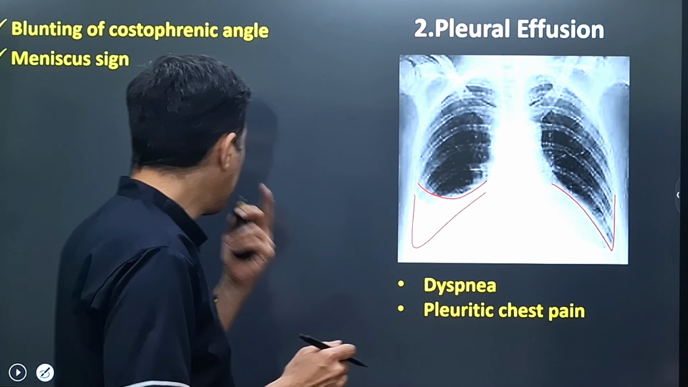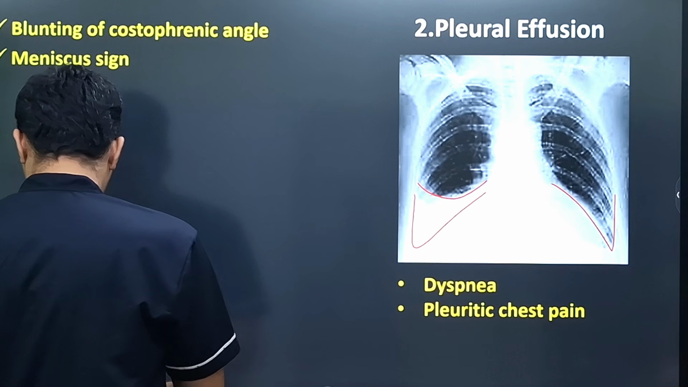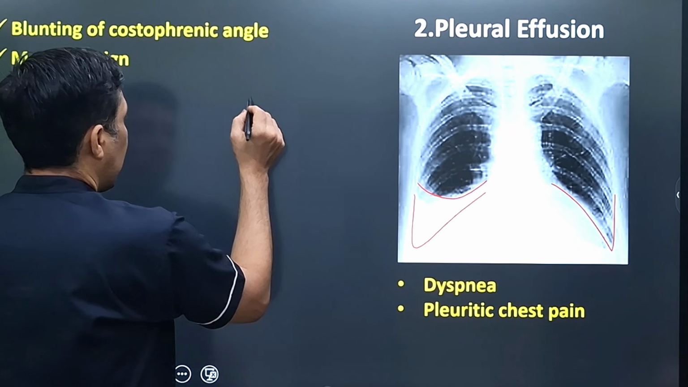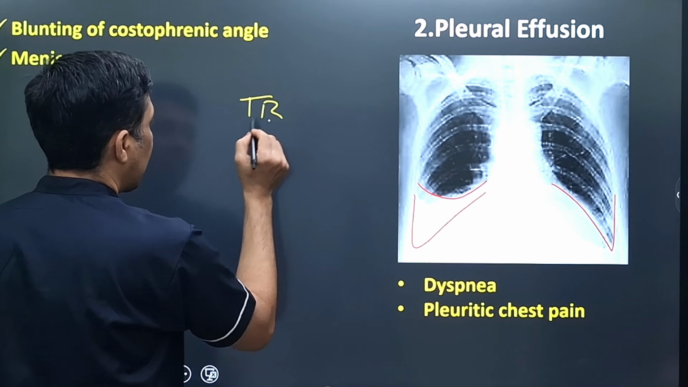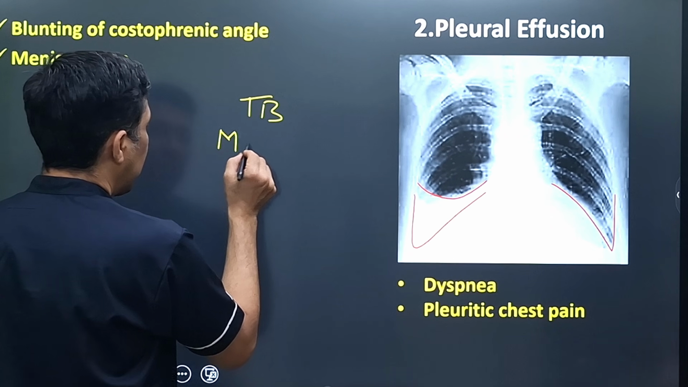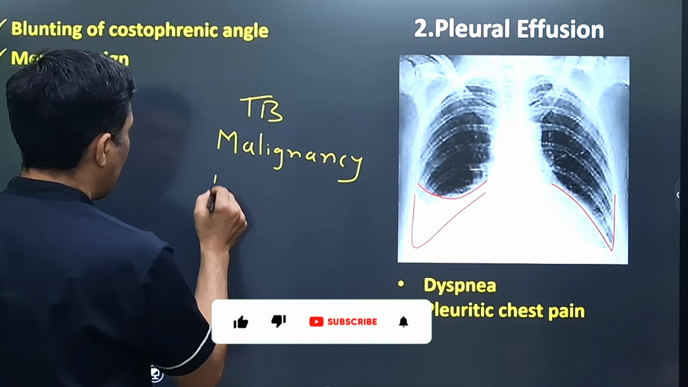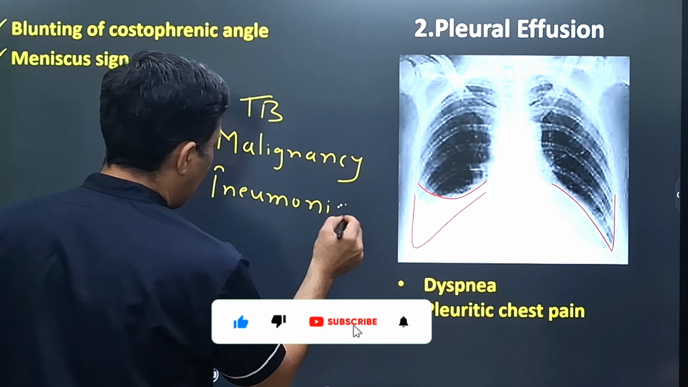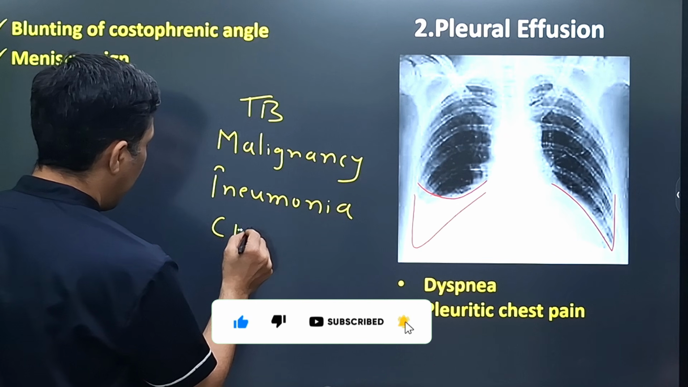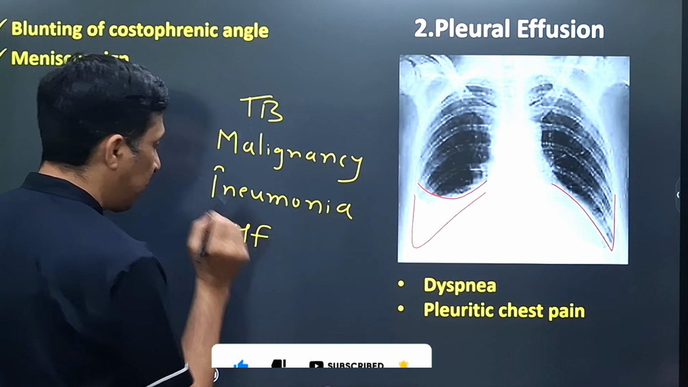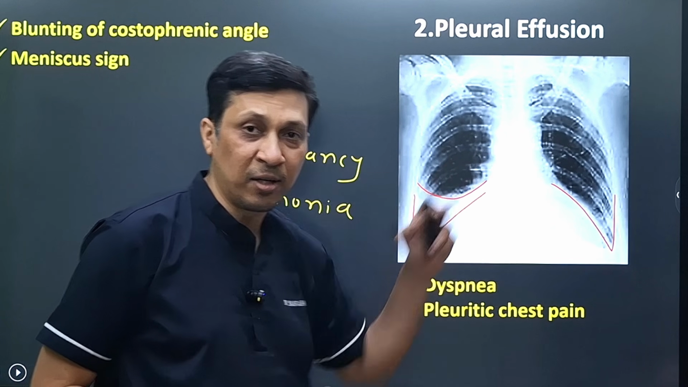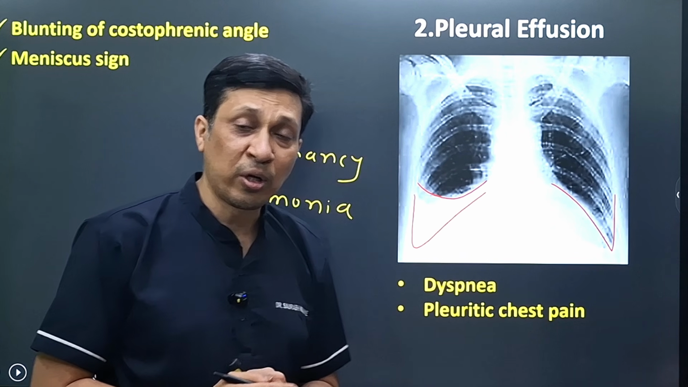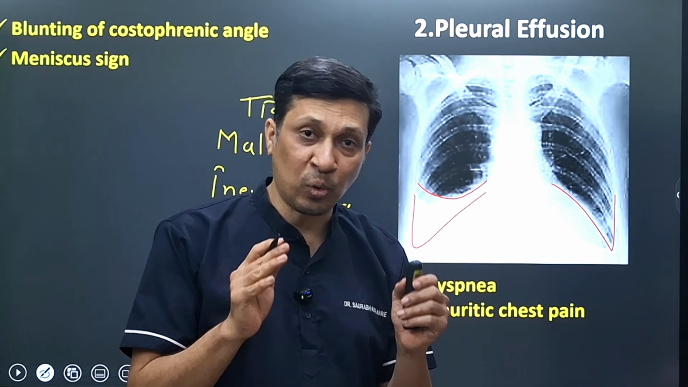This type of pleural effusion X-ray you can get in tuberculosis. You can also get this in malignancy, also in pneumonia, and in congestive heart failure. In congestive heart failure, you will get bilateral pleural effusion. So this was our second X-ray of pleural effusion.